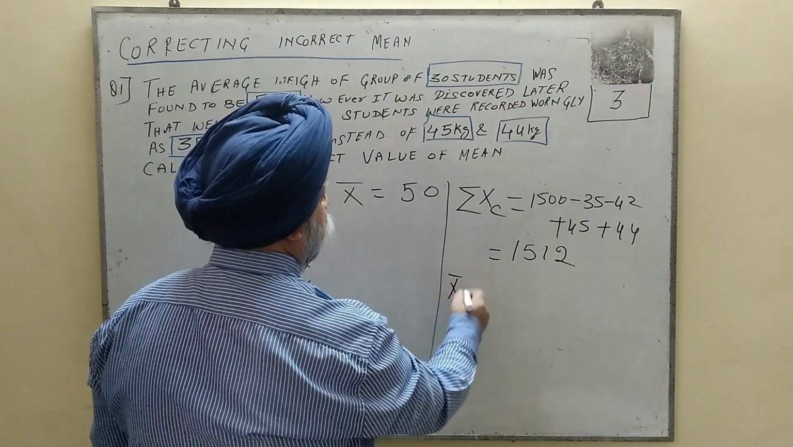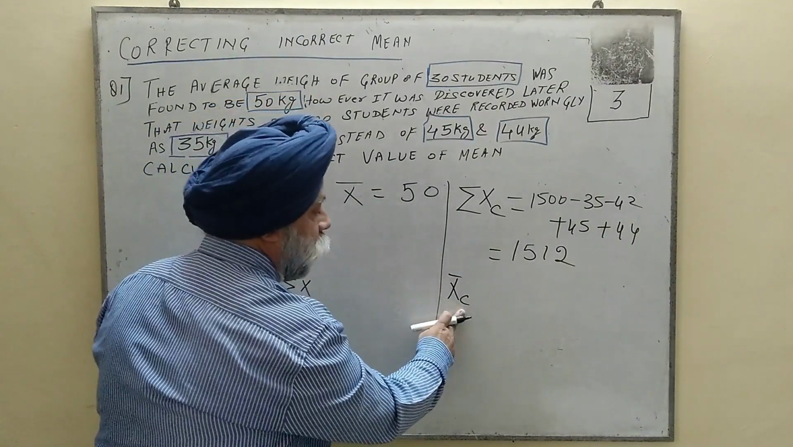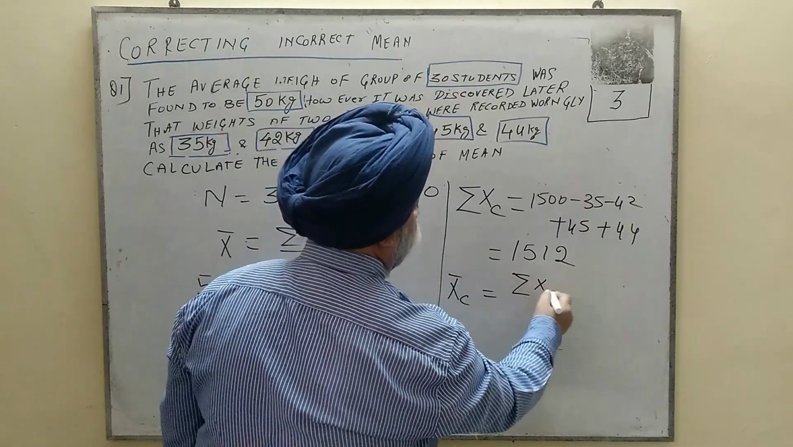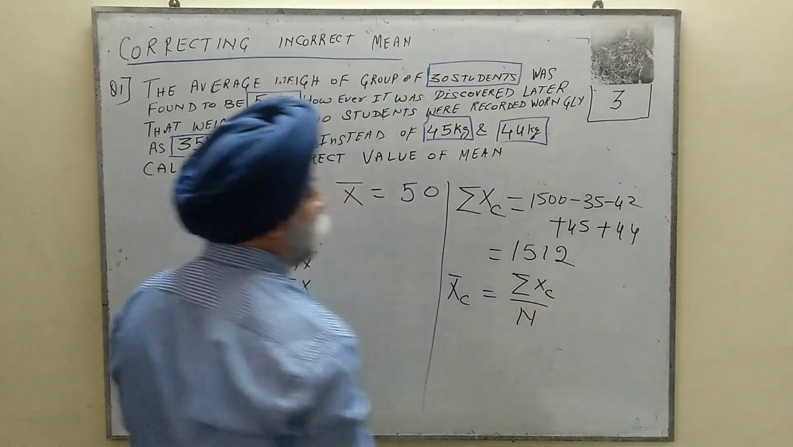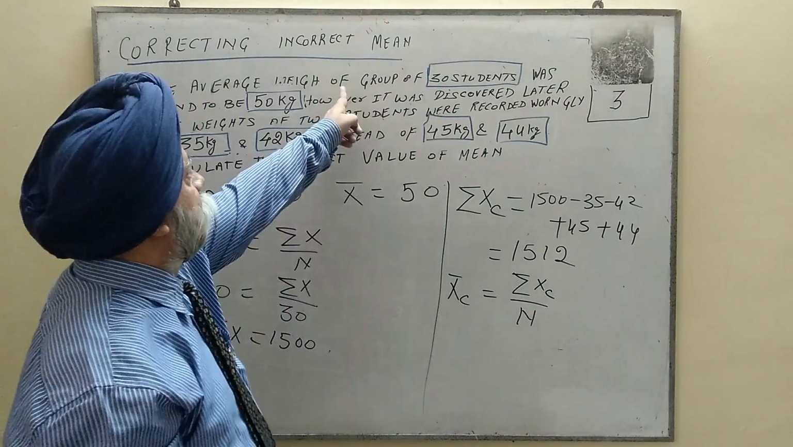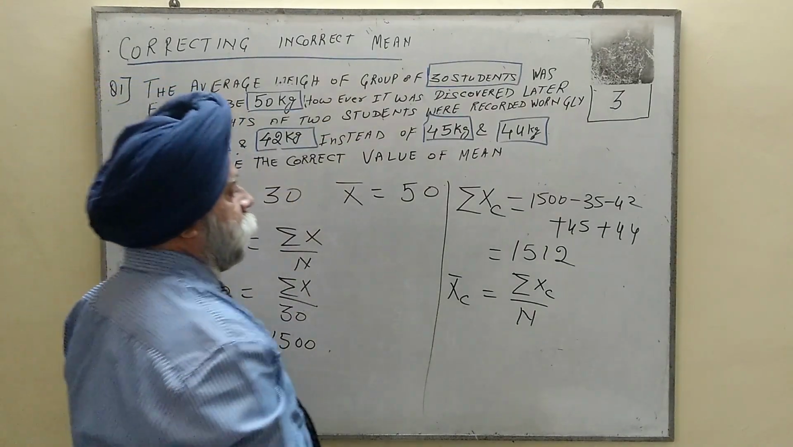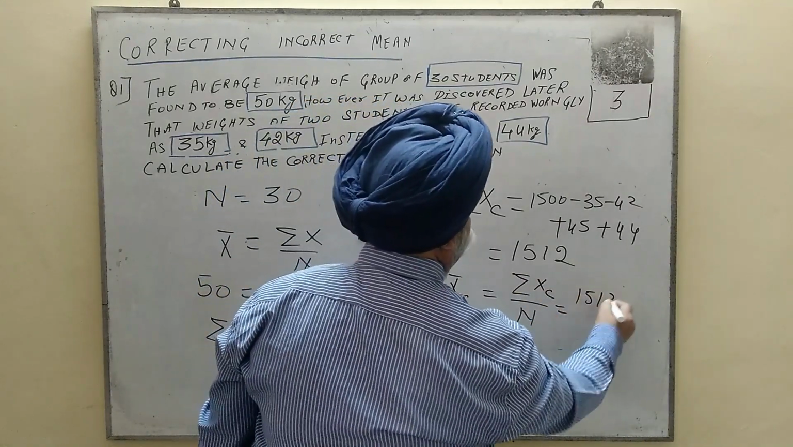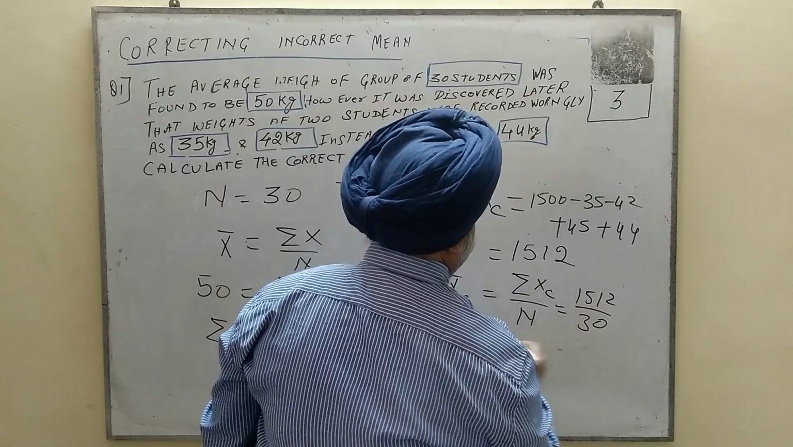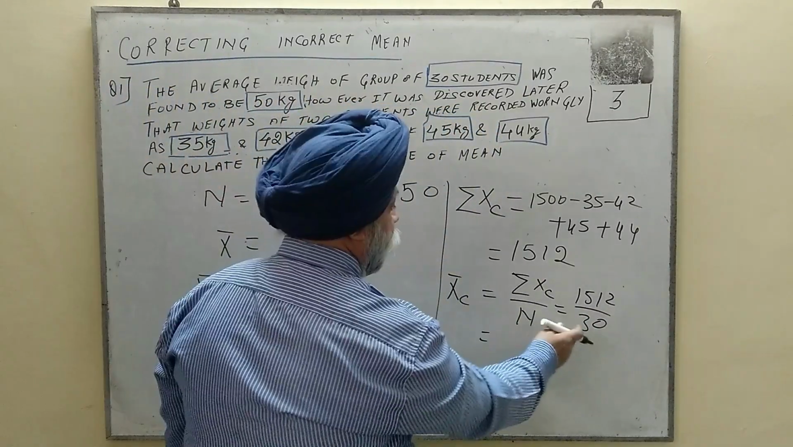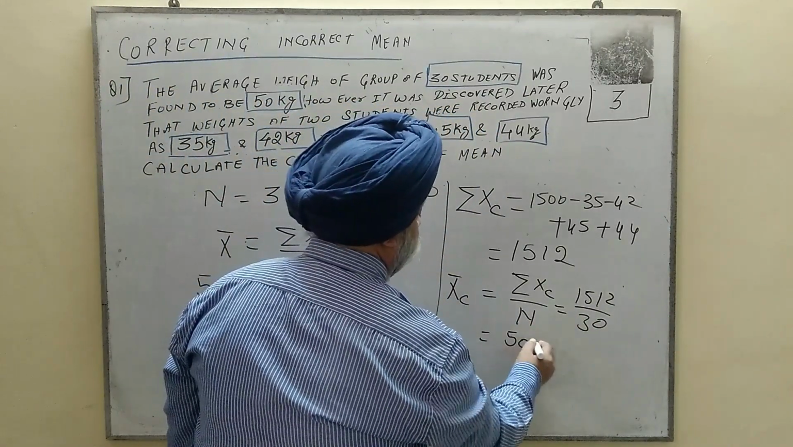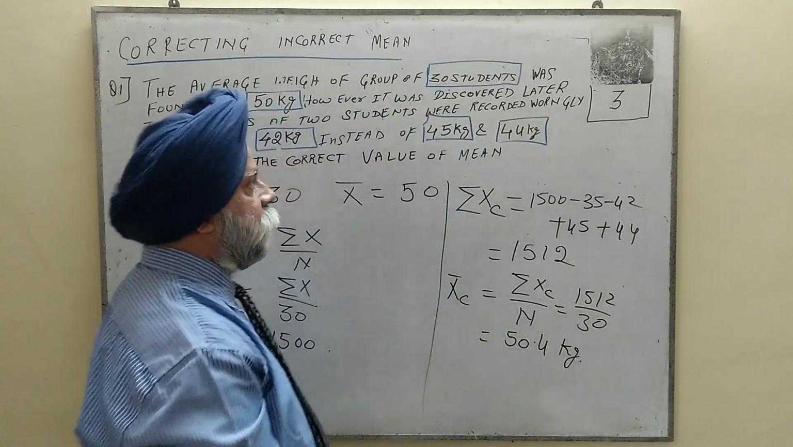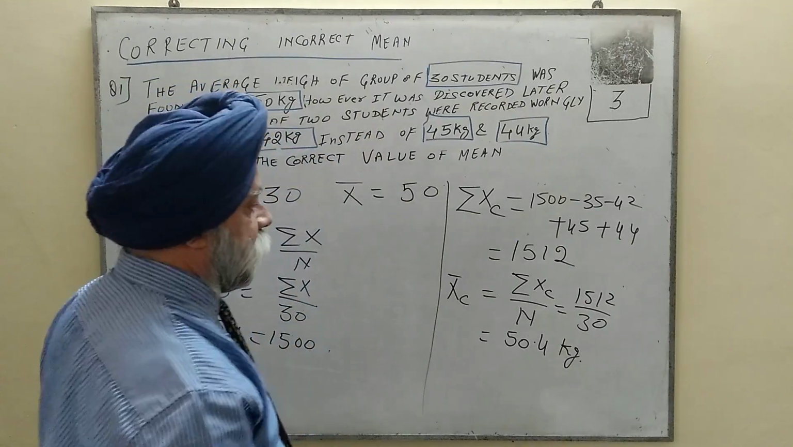Now the correct mean xc, where c denotes correct, will be the summation of the correct values divided by the total number of students. Here the total is the same, 30. 1512 divided by 30. On calculating this, we get the value 50.4 kg. You must write down the unit because the unit has already been mentioned in the question.